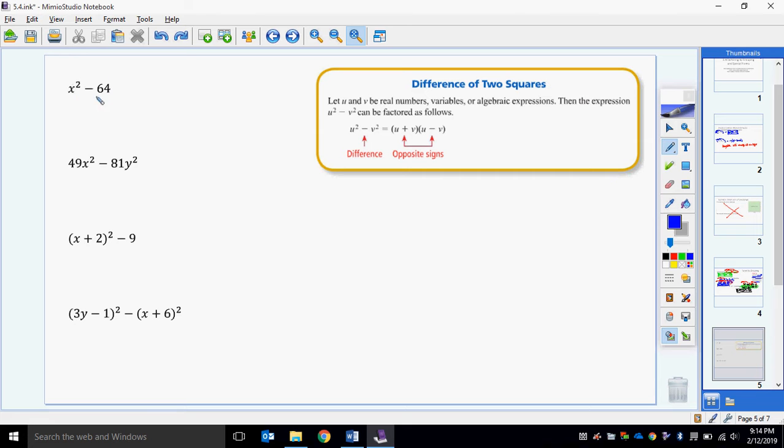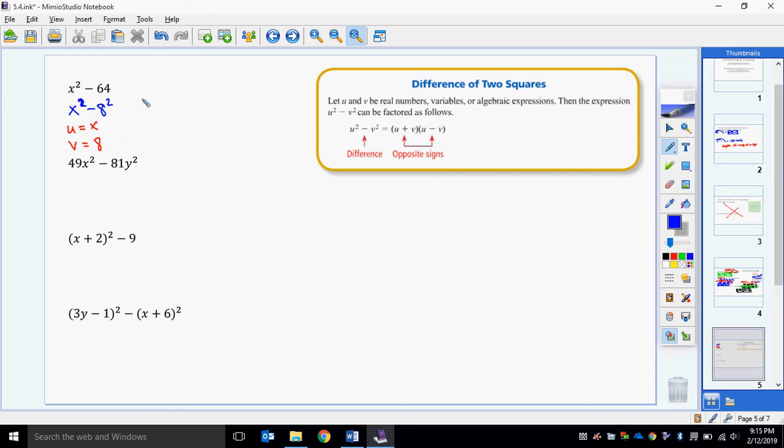So in your first example, it says x squared minus 64. And it doesn't look like it's two things being squared, right? There's no square on that 64. But what's in disguise here is 64 is actually 8 squared. This is the difference between two squares. This isn't part of your answer. I just want you to see that it is two squares here. So in this example, our u value, the first thing being squared, is x. Our v value, the second thing being squared, is an 8.